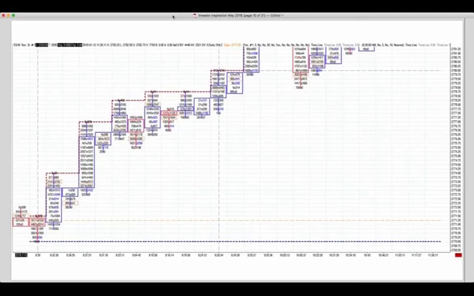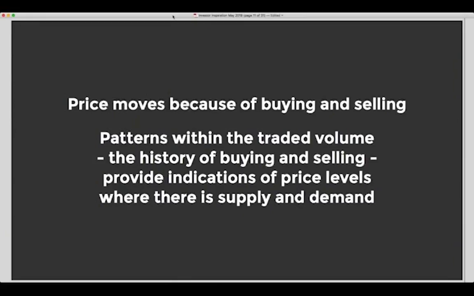So we not only consider the intention, the advertisement of supply and demand that's out there, but we can track the history of what volume traded and how at every price. So in summary, price moves because of buying and selling. But we can look for patterns within the traded volume, in other words, the history of buying and selling activity, and this provides us with indications of price levels where there is supply and demand. Armed with this information, we can start to make better trading decisions.